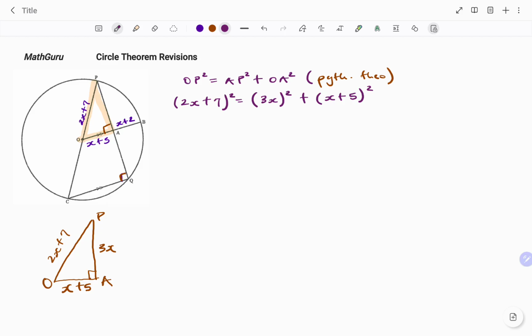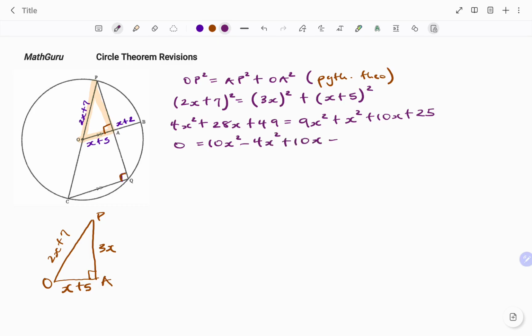So I have 2x plus 7 all squared equals AP, that's 3x, also in the bracket, plus x plus 5 all squared. If I expand my bracket by foiling, on my left hand side I have 4x squared plus 28x plus 49 equals 9x squared plus x squared plus 10x plus 25. I'm going to move all the terms to my right hand side. So I have 0 equals 10x squared minus 4x squared, plus 10x minus 28x, plus 25 minus 49.